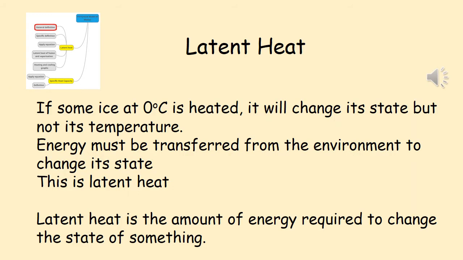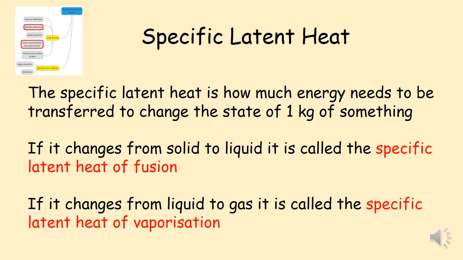So putting that in other words, if we take some ice at 0 degrees Celsius, it would change its state to water, but not its temperature. Energy must be transferred from the environment to change its state. And that amount of energy is called the latent heat. So the latent heat is the amount of energy required to change the state of something. So that was latent heat.